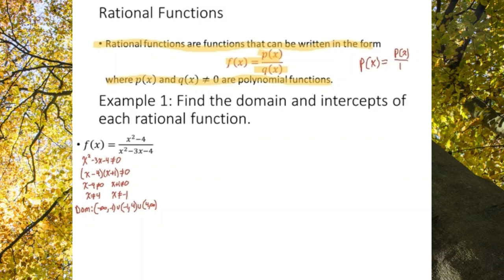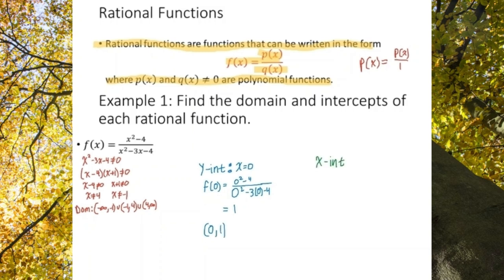Next, we're going to find the intercepts. Recall from college algebra, there are two types of intercepts, an x-intercept and a y-intercept. To find the y-intercept, which is where the graph crosses the y-axis, we set x equal to 0 and plug it into our function. And we get f of 0 equals 0 squared minus 4, all over 0 squared minus 3 times 0 minus 4. And if we continue to follow order of operations, we get that f of 0 equals 1. So our y-intercept is the point (0, 1).